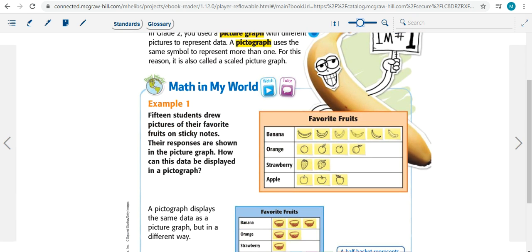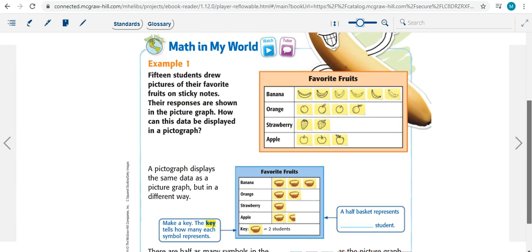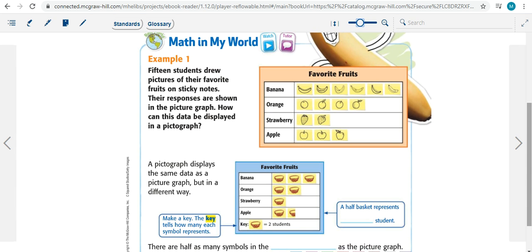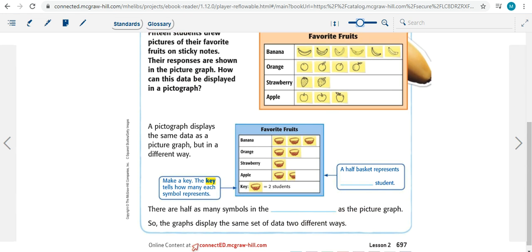15 students drew pictures of their favorite fruits on sticky notes. Their responses are shown in the picture graph. How can these data be displayed in a pictograph? Now, as you can see, there are 1, 2, 3, 4, 5, 6 drawings for bananas, 4 for orange, 2 for strawberry, and 3 for apple. Now, a pictograph displays the same data as a picture graph, but in a different way. Now, as you can see on the bottom, let me show you.